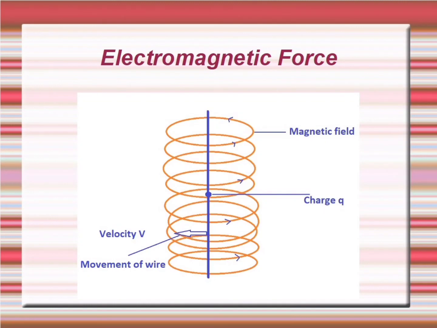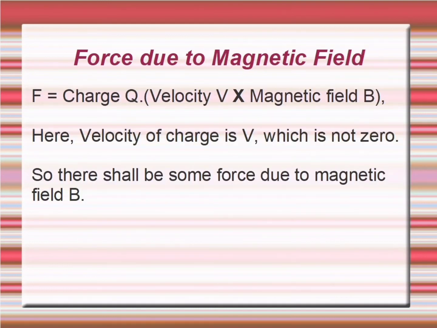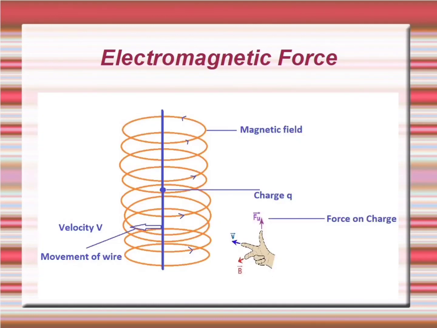Now if we move this wire to the left with the velocity v, as the wire moves to the left with velocity v, the charge Q which is sitting on the wire will also move with velocity v. As the velocity of the charge is not 0, as per the formula, we can conclude that there shall be some force due to the magnetic field. Let's find out the direction of the force.